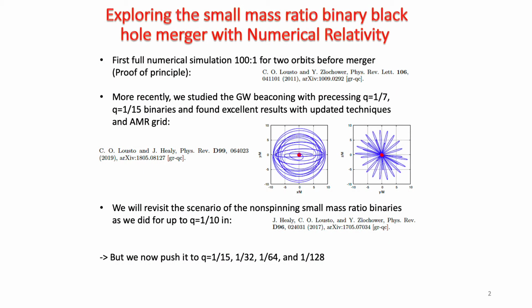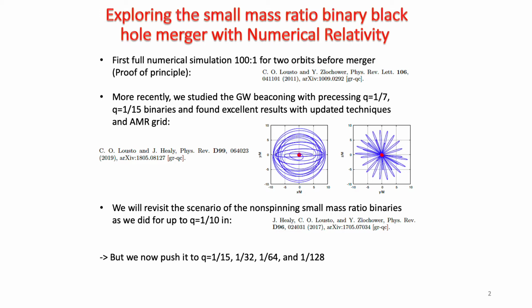A first proof of principle was performed 10 years ago for a 100:1 mass ratio binary. The evolutions covered just 2 orbits before merger, and while they proved these evolutions were possible, the practical application of this kind of waveforms requires longer evolutions and, of course, ensuring certain accuracy.